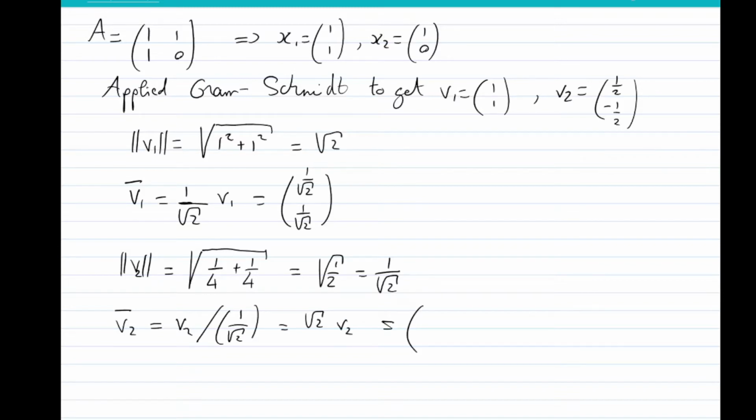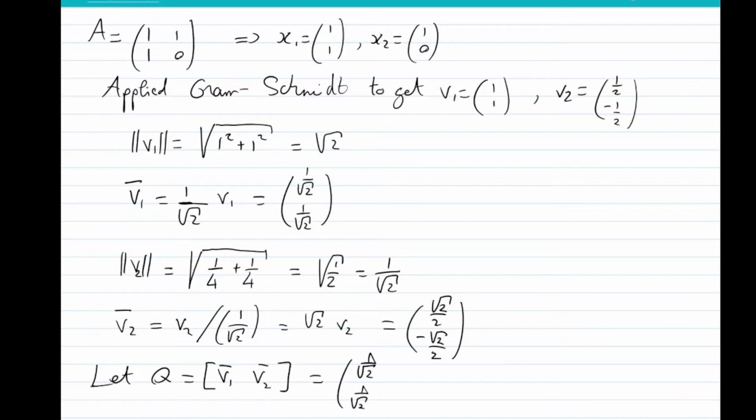And so V2, this doesn't look good. Sorry, sometimes my tablet does this. But okay, I multiply the components of V2 by square root 2, so I find square root 2 over 2 and minus square root 2 over 2. Now, these vectors, V1 bar and V2 bar, are the vectors that I'm going to put in Q. So I'll denote it like this: V1 bar, V2 bar equals, first vector 1 over square root 2, 1 over square root 2, second vector square root 2 over 2, minus square root 2 over 2.